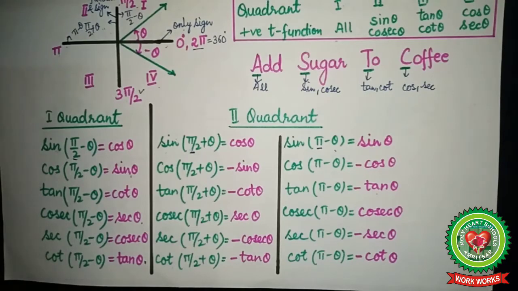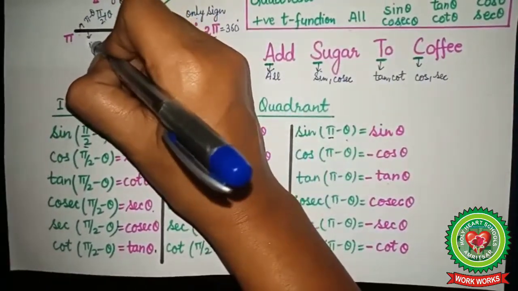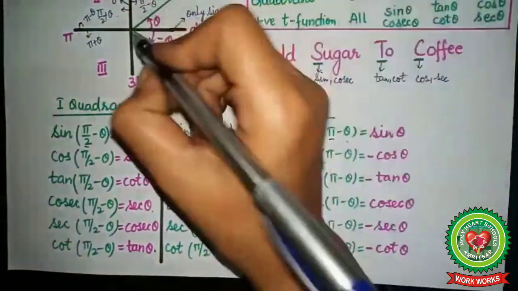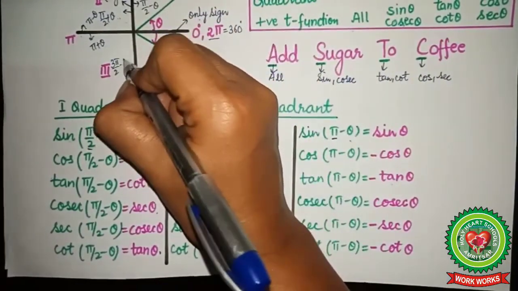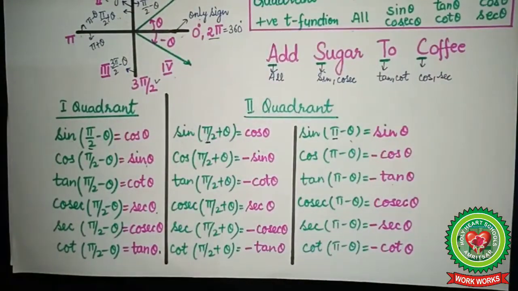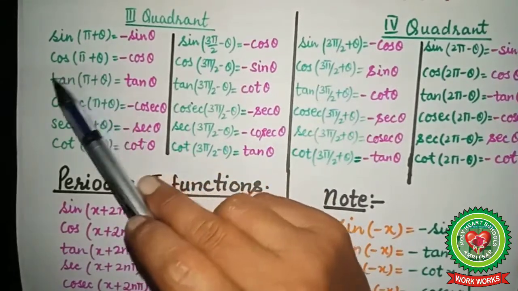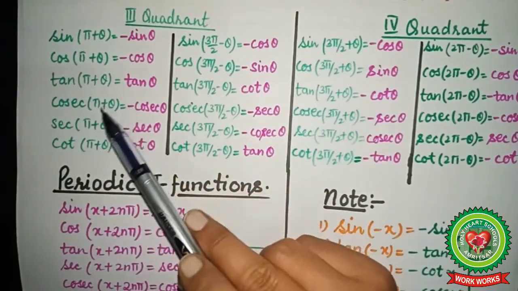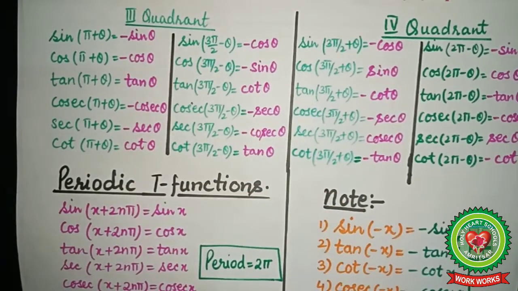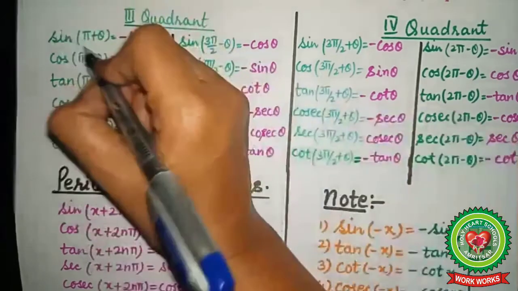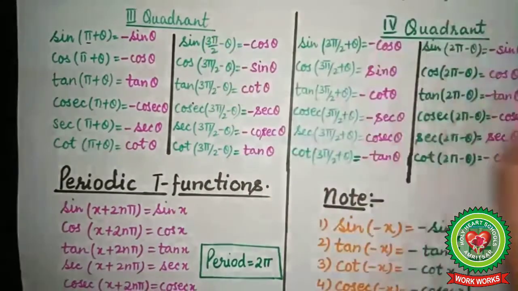Similarly, let's move to the third quadrant. Now in the third quadrant, the angle will be pi plus theta, or from here it will be 3pi/2 minus theta. Now sin(pi + theta), cos(pi + theta), tan(pi + theta), cosecant(pi + theta), secant(pi + theta) and cot(pi + theta) lie in the third quadrant. Because the angle contains pi, the function will not change.